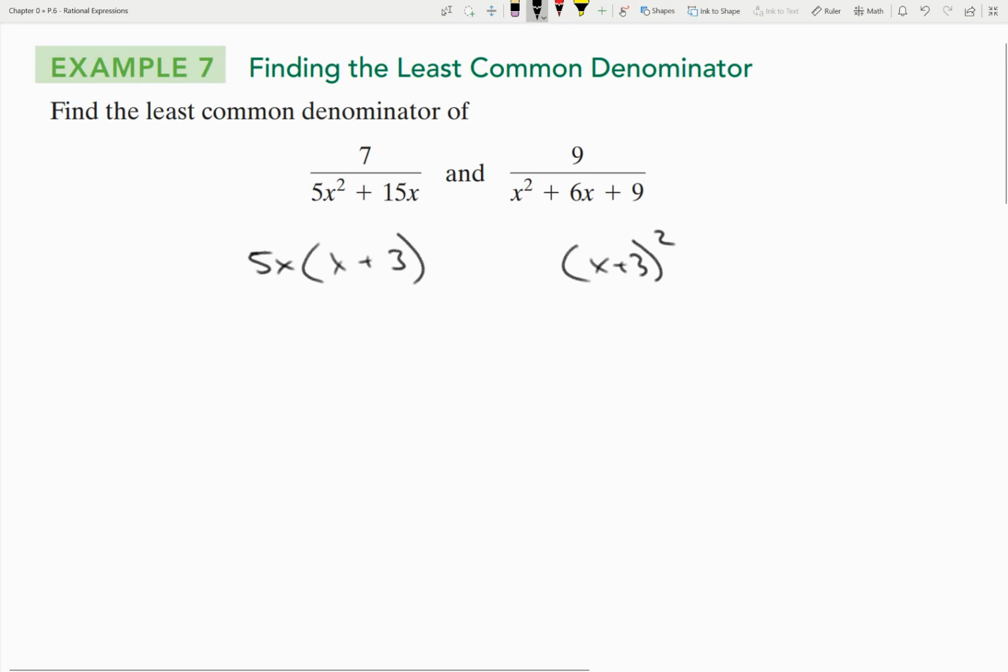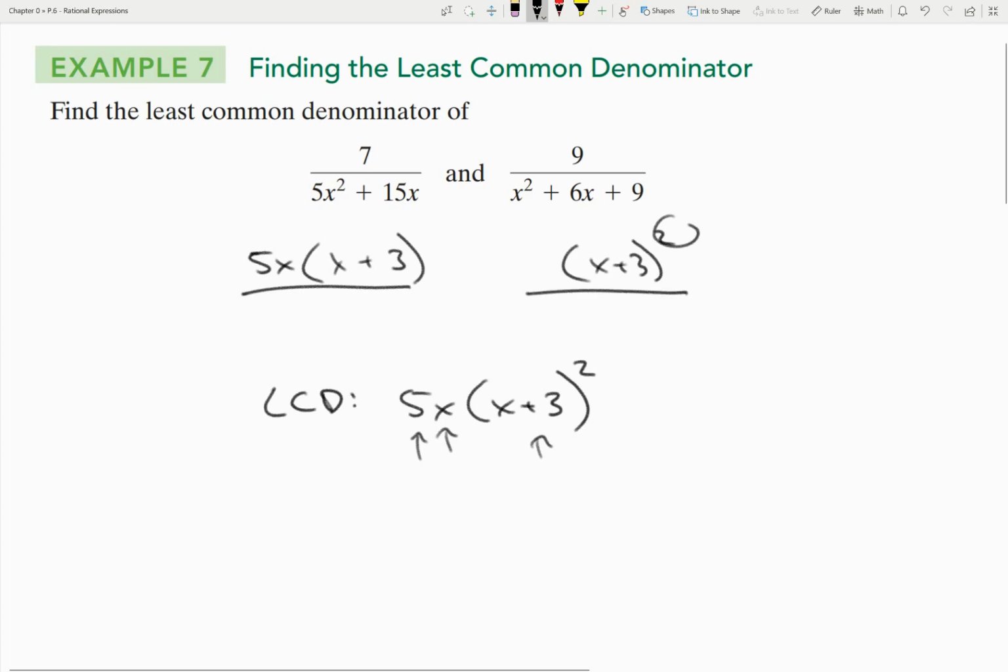All right, so here's what I do. I take everything right there. So my LCD, my least common denominator, is 5x times x plus 3. Then I say, okay, here are my 3 pieces to this: 5, an x, and an x plus 3. And you ask yourself, do any of these occur in the second one to a bigger power? Yes. Is there anything else in this expression? No. There's my least common denominator: 5x times x plus 3 squared.